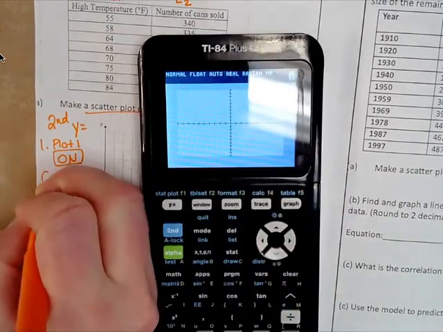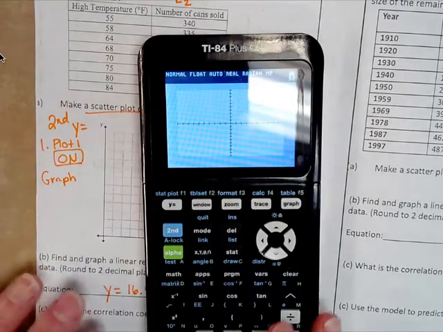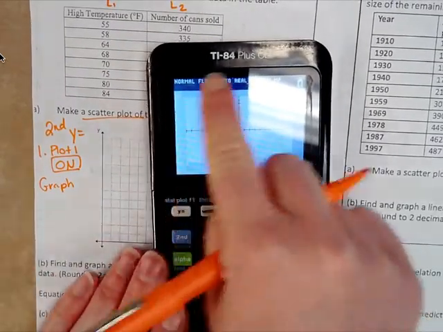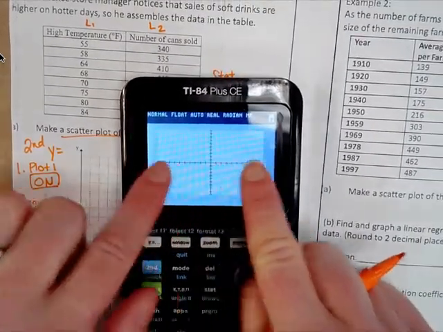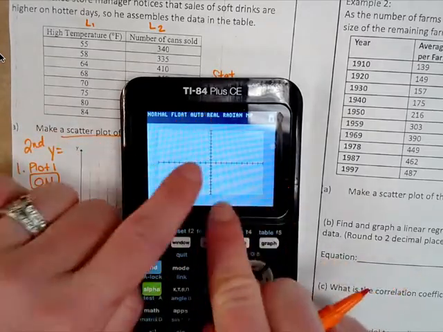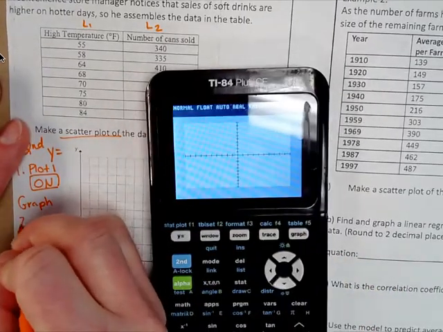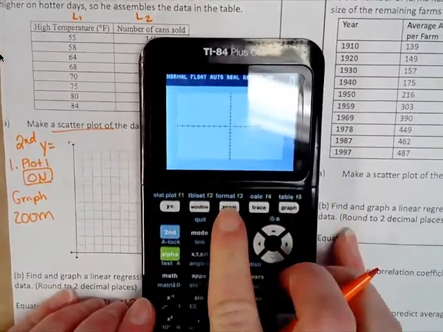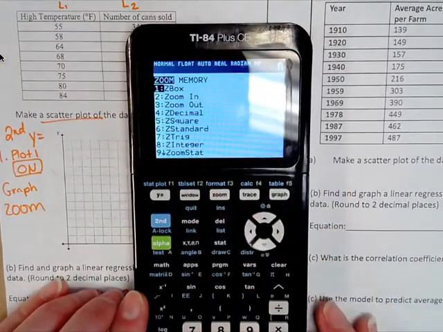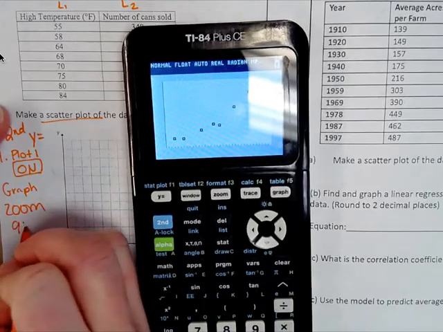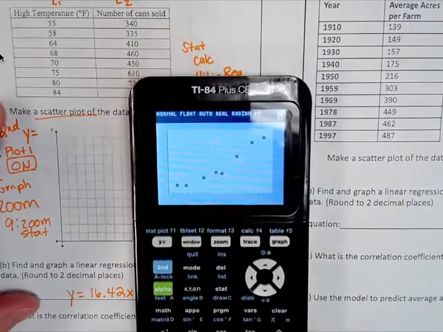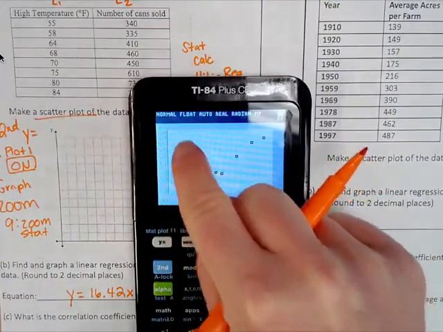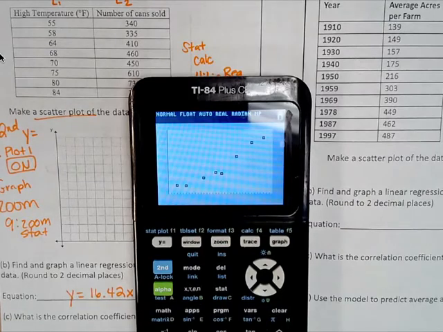Okay, now we want to graph, but we can't see anything. The reason we can't see anything is because our window isn't set up correctly. It only has 10 each way. That's as zoomed in as it is. So we go zoom, and which function do we do for zoom? Zoom 9, which is zoom stat. So look at our graph. If you have a stray point somewhere, I suggest checking stat to make sure you did your L1 and L2 correctly.